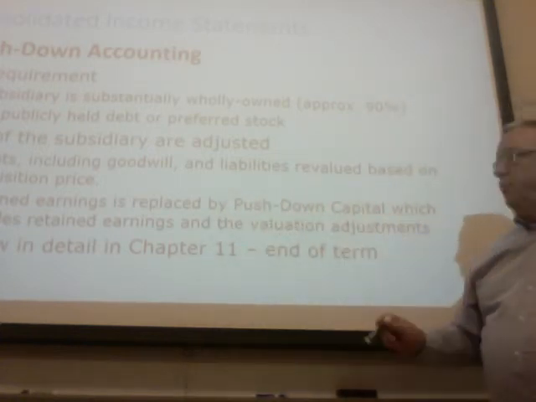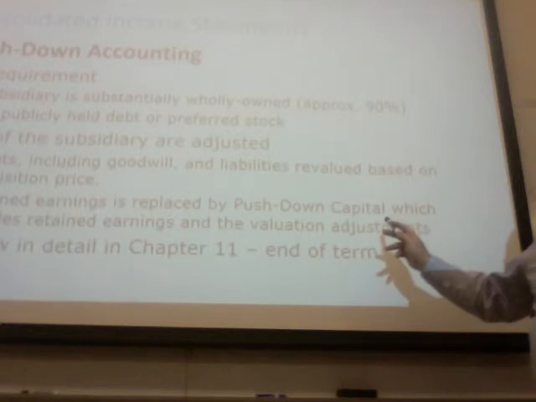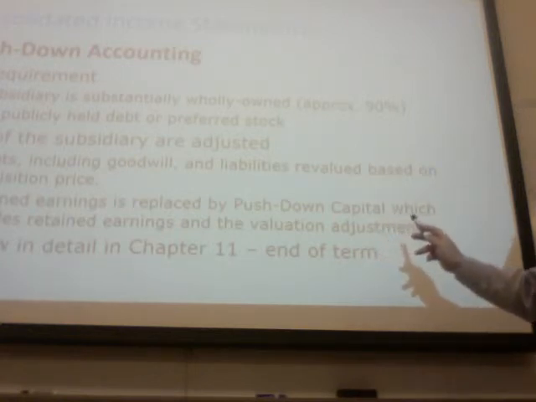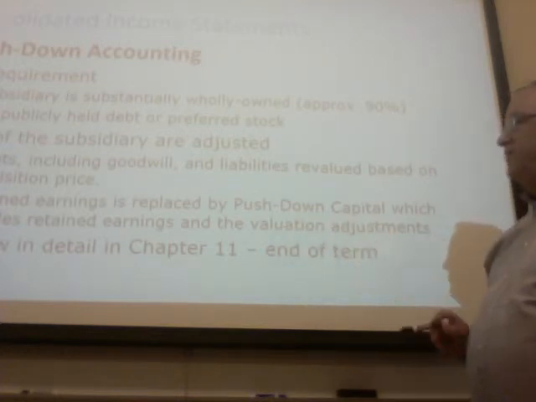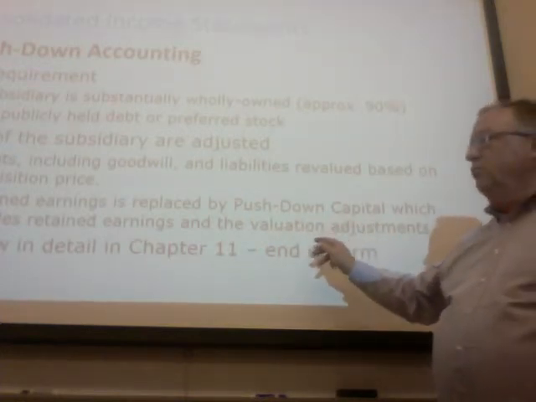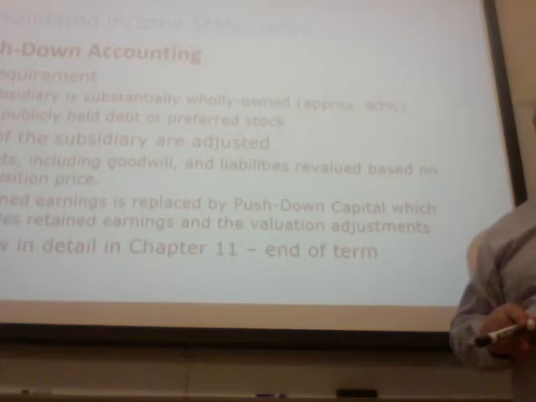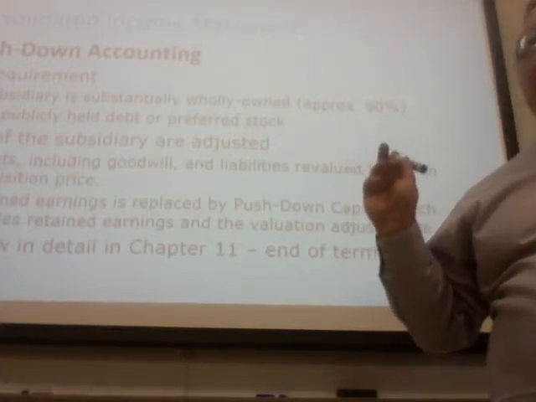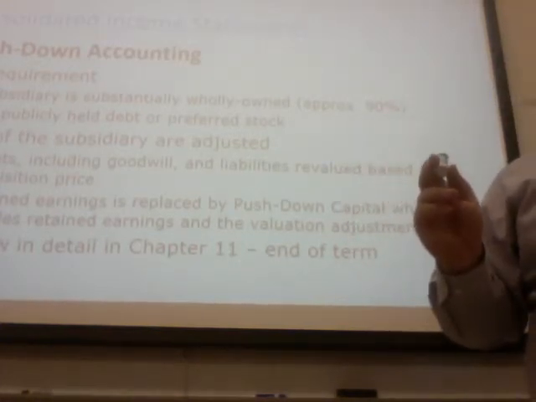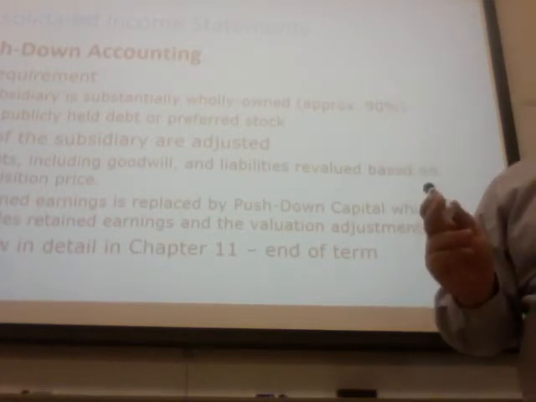Retained earnings then is replaced by yet another equity account that you've never seen before called push-down capital, which includes retained earnings and those valuation adjustments. We're going to review this in detail in Chapter 11 at the end of the term. I mention it here only because it's not part of our first exam. We're not doing any problems on it.